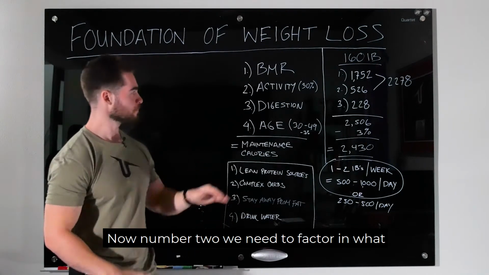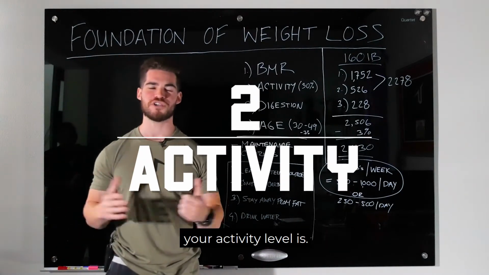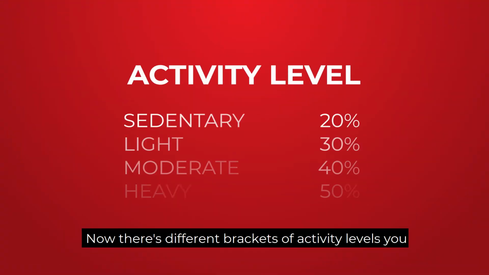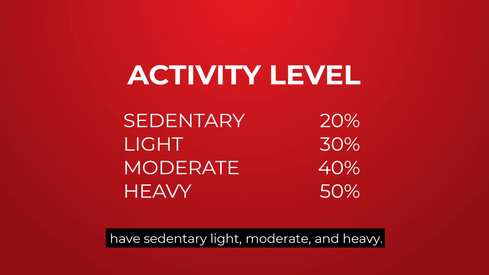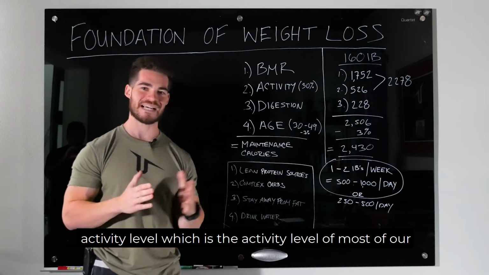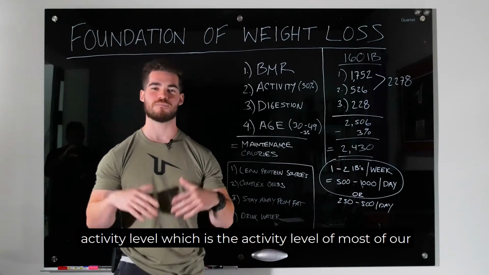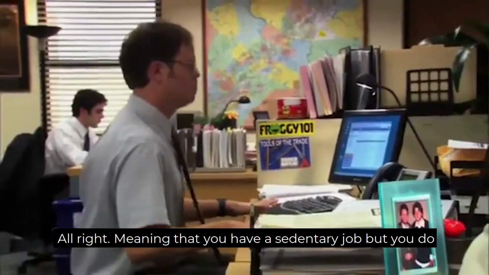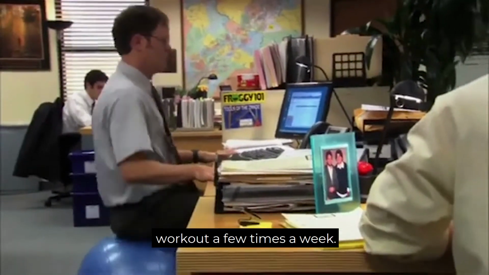Now, number two, we need to factor in what your activity level is. Now, there's different brackets of activity levels. You have sedentary, light, moderate, and heavy. For today's example, we are going to be going with the light activity level, which is the activity level of most of our audience, meaning myself included, right? Meaning that you have a sedentary job, but you do work out a few times a week.